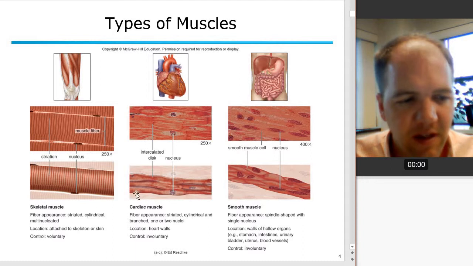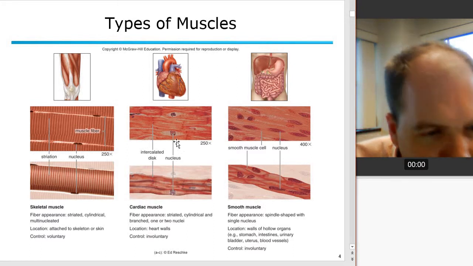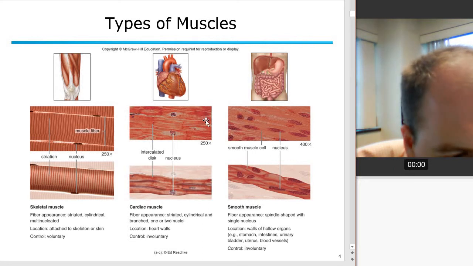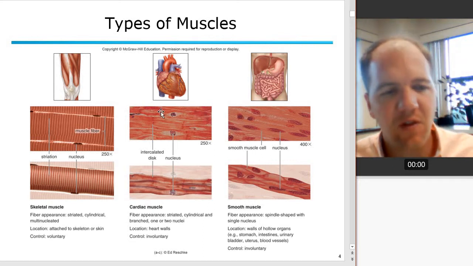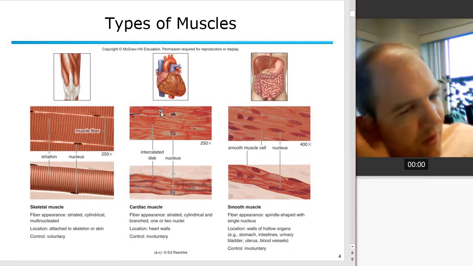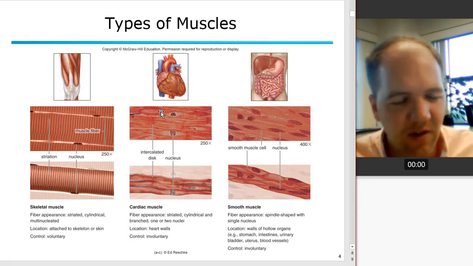The other thing that sets these apart is the shape. Skeletal muscle is long and thin, very long, thin cells. Cardiac muscle has shorter cells, but they have branched cells. A good example up here, you can kind of see this little branching going on here. So the cardiac muscles are individual cells, but they're branched so that they connect to the other cells around them.